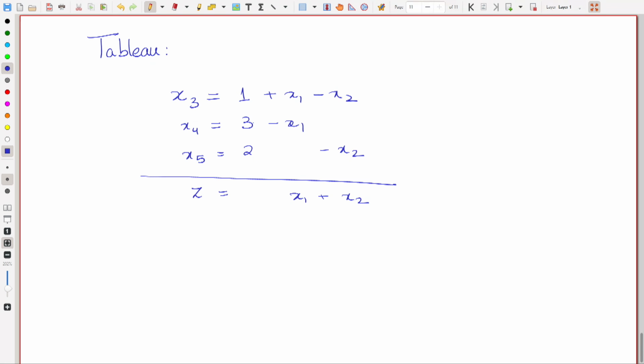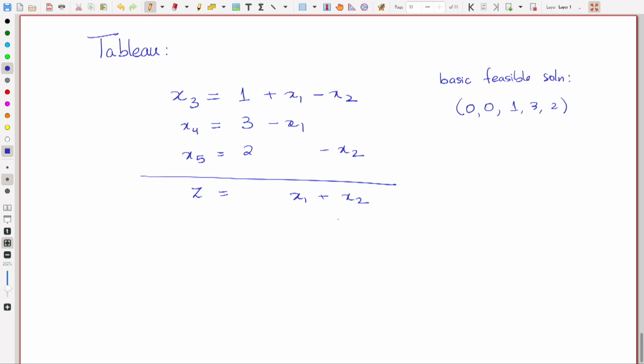So, we have a basic feasible solution here, right. Our basic feasible solution is 0 0 1 3 2, and what is the value of the objective function? 0, because the only variables that enter the objective function are the non-basic variables, and they are set to 0 in this basic feasible solution.